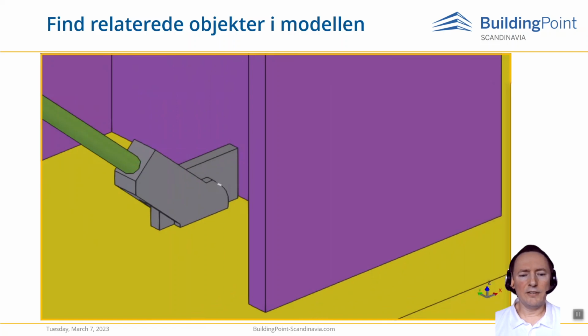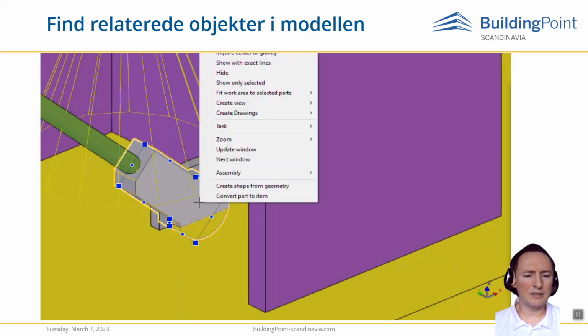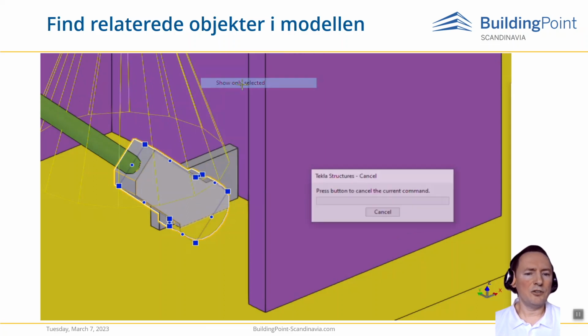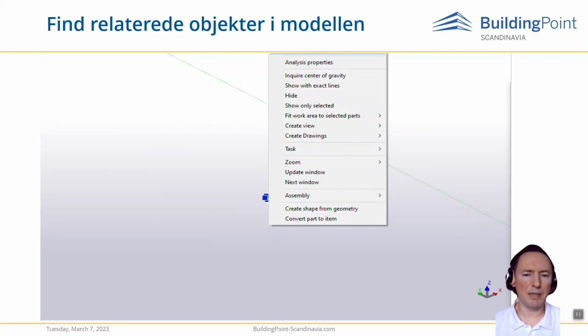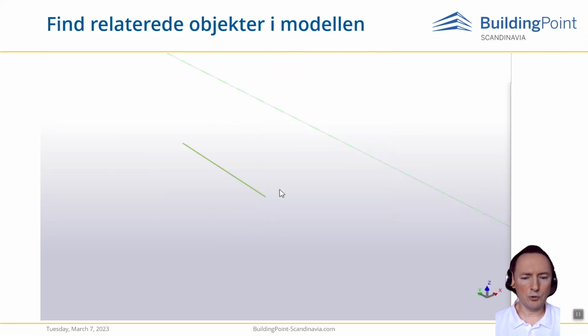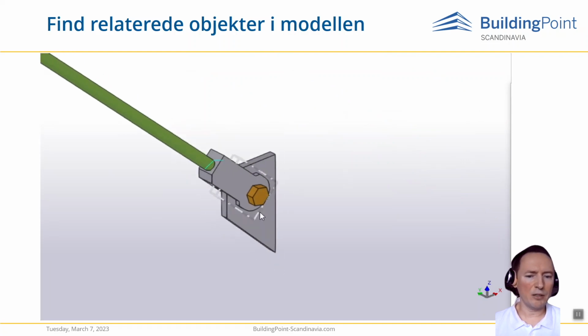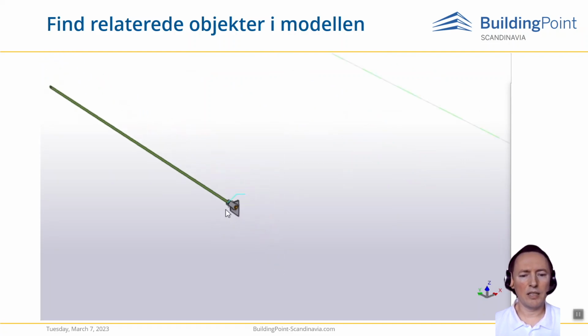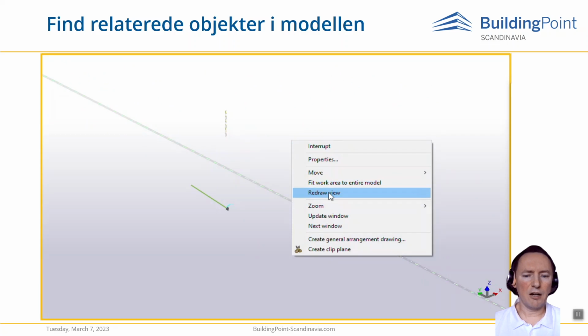Next, we find the part that we want to find the related parts to, and that is this one, and we say show only selected, so only that part is visible in the model. Now the trick comes here: we need to delete the part, and when we undo like that, all related parts to this part will be available in the model, or visible. Zooming out, we can see that the cut I was looking for is here at the top. So now I have found it.